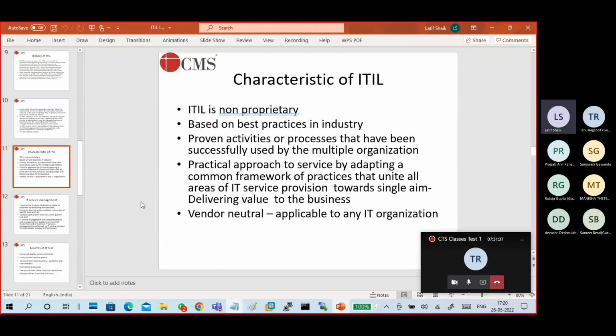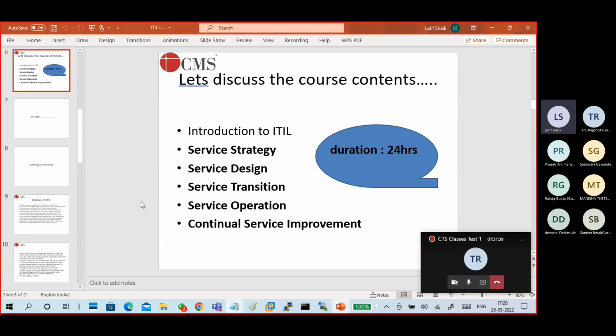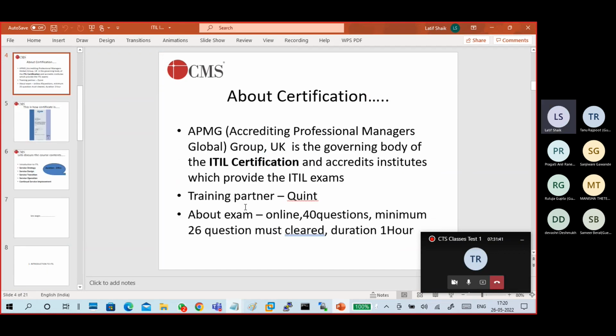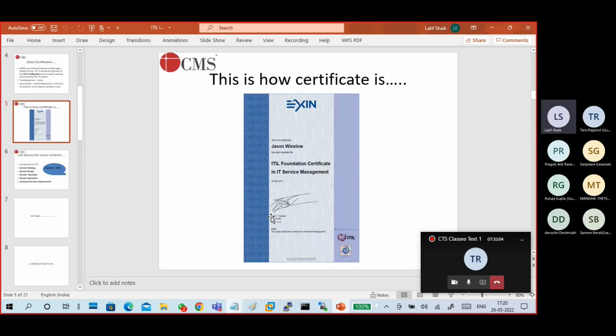Okay, we'll go back a little bit. So ITIL, if you learn ITIL as a fresher, you can write a certification. The certification is provided by APMG. APMG is basically a UK governing body. This is an examination partner, and the training partner is QA. There are 40 questions, 26 answers needed, and we have to finish within 1 hour. So this is the certification point.